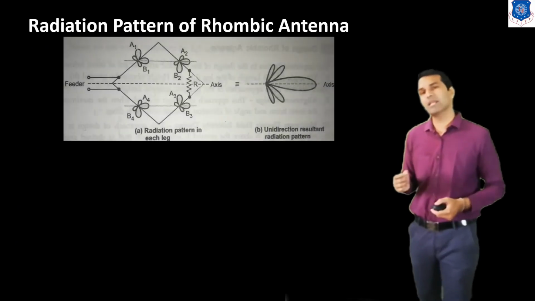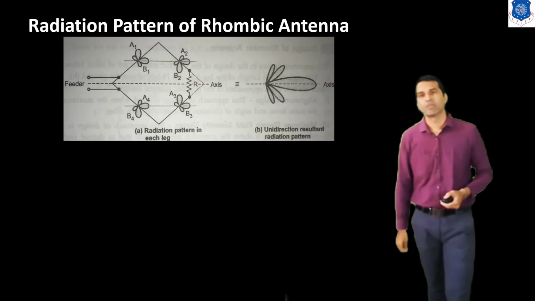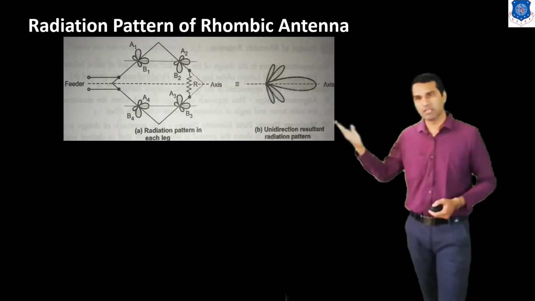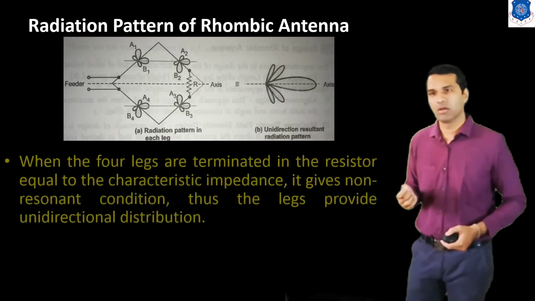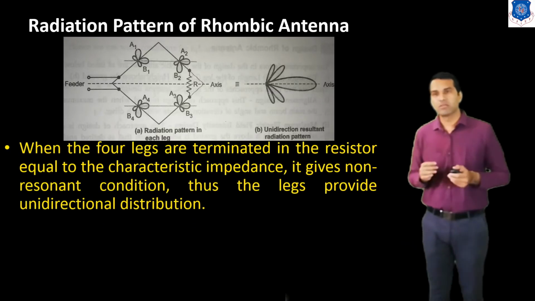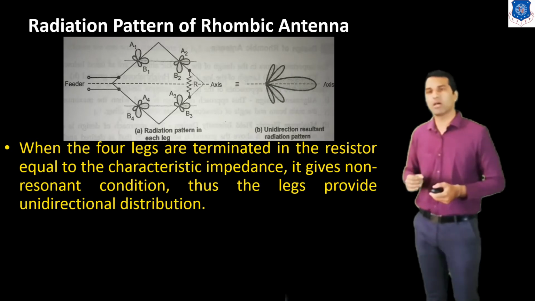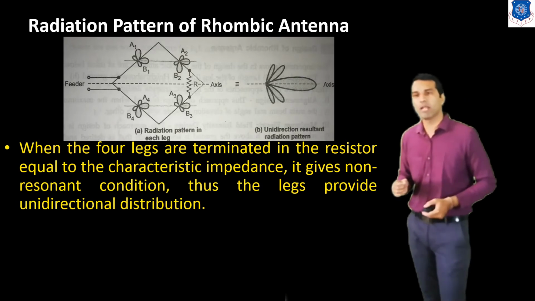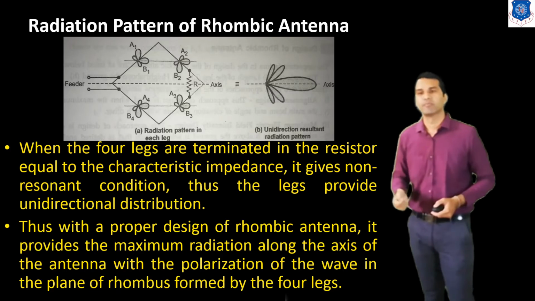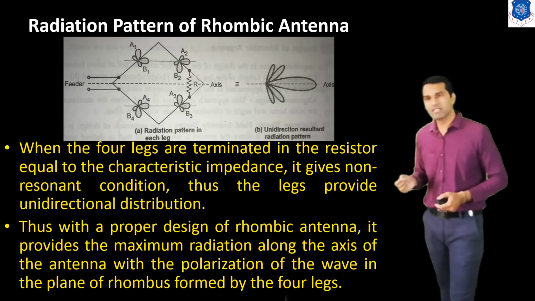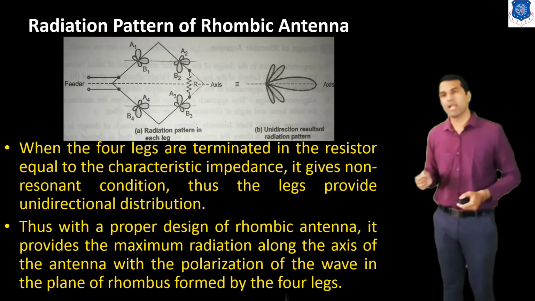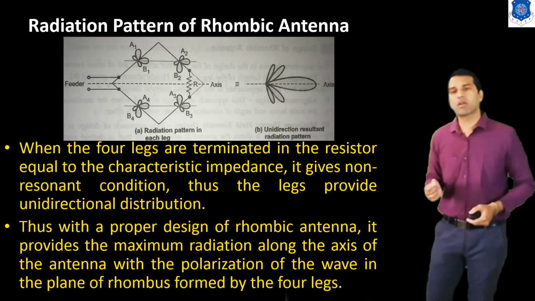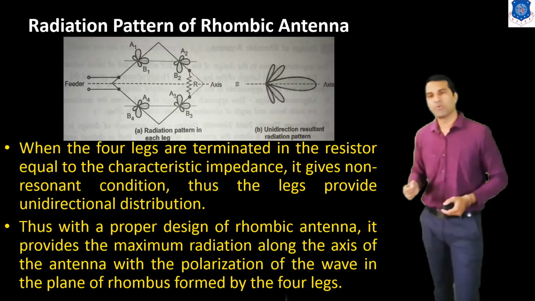Now we discuss the radiation pattern of the rhombic antenna. So the radiation pattern of the rhombic antenna is just like a directional antenna radiation pattern. Here we can see this is the unidirectional radiation pattern of the rhombic antenna. When the four legs are terminated in a resistor equal to the characteristic impedance, it gives a non-resonant condition, thus the legs provide unidirectional distribution. Thus, with the proper design of the rhombic antenna, it provides a maximum radiation along the axis of the antenna with the polarization of the wave in the plane of the rhombus formed by the four legs.